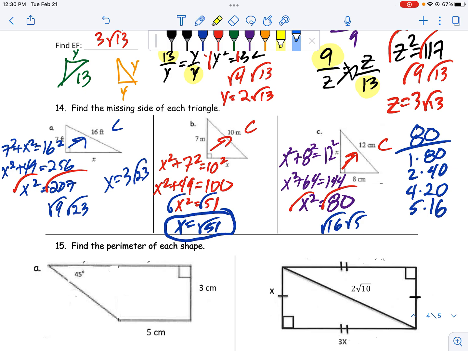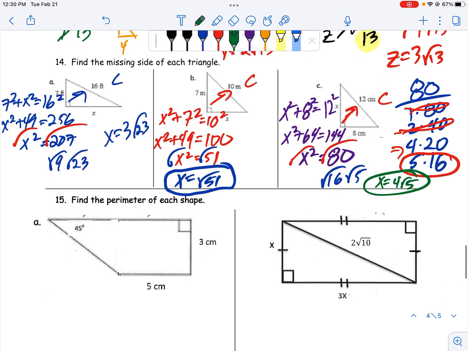So look, I go down the line. Obviously that doesn't help me. This doesn't help me since two numbers are not perfect squares. This one could be the answer, but there is a bigger perfect square, so I always want to take the largest one out. That's why I chose 16 and 5 to get x to equal 4 root 5.